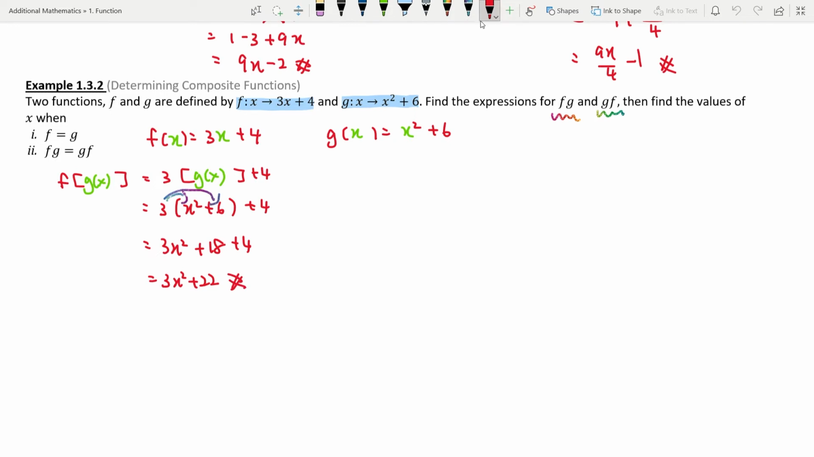The next one, we are asked to find g of fx.